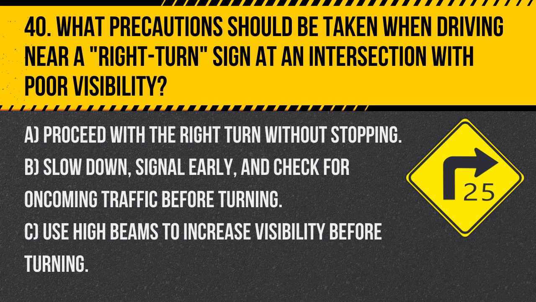Question 40. What precautions should be taken when driving near a right turn sign at an intersection with poor visibility? A. Proceed with the right turn without stopping. B. Slow down, signal early, and check for oncoming traffic before turning. C. Use high beams to increase visibility before turning.